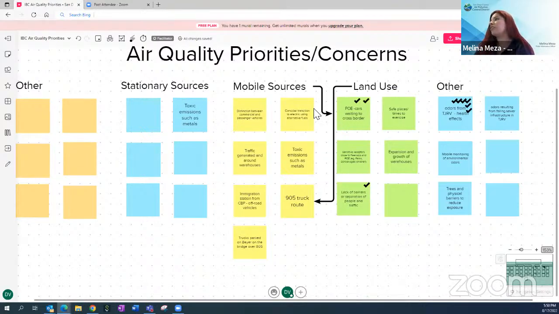It says a general priority under mobile sources: improving infrastructure and services that encourage low or no emission mobility via modes like walking, biking, and transit, bus, trolley, etc. This is especially important for trying to reduce the vehicle queuing at the border crossing and related emissions. Thank you for your comment, Zach.